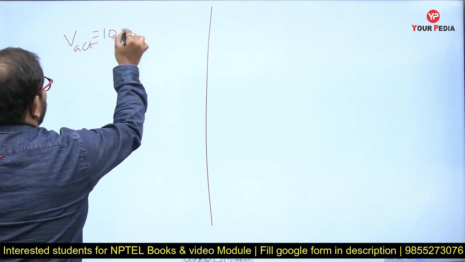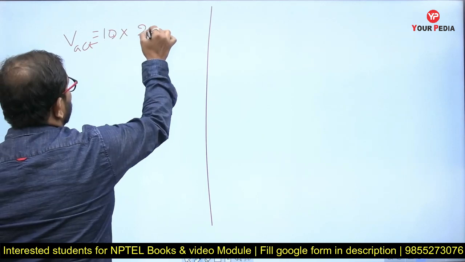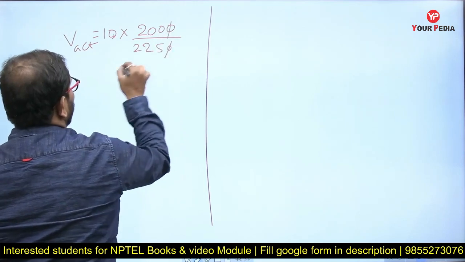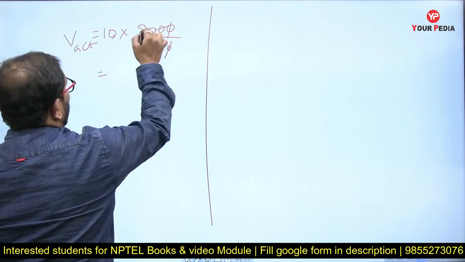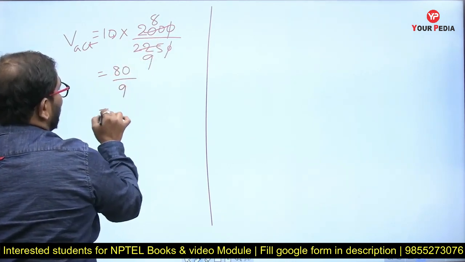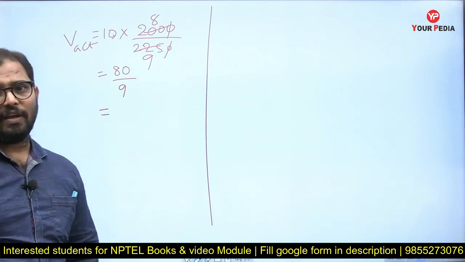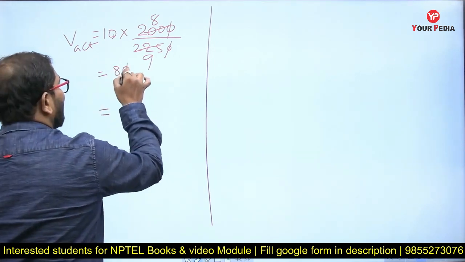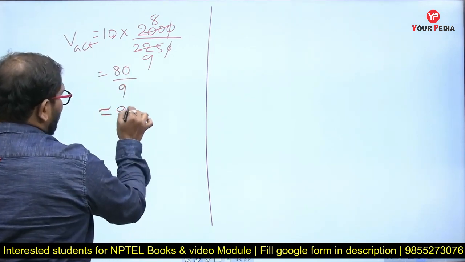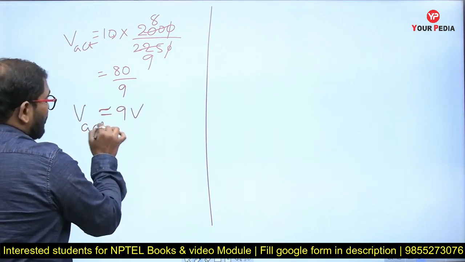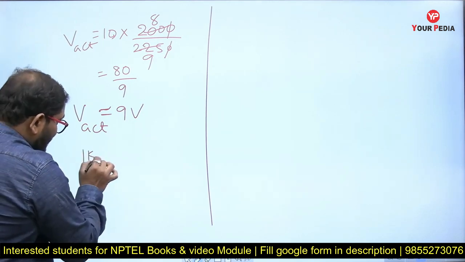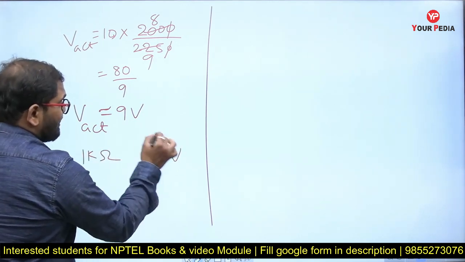10 into, what is the new voltage? It is 2000 by, what is the total resistance? 2250. So 2000 by 2250, 25 8 times is 200, 25 9 times is 225, so it will be 80 by 9. What is the value of 80 by 9? Let us consider this approximately as 8.9. So this value is near to 9 volts. So 1 kilo ohm resistance is giving 8 volts as the actual value.